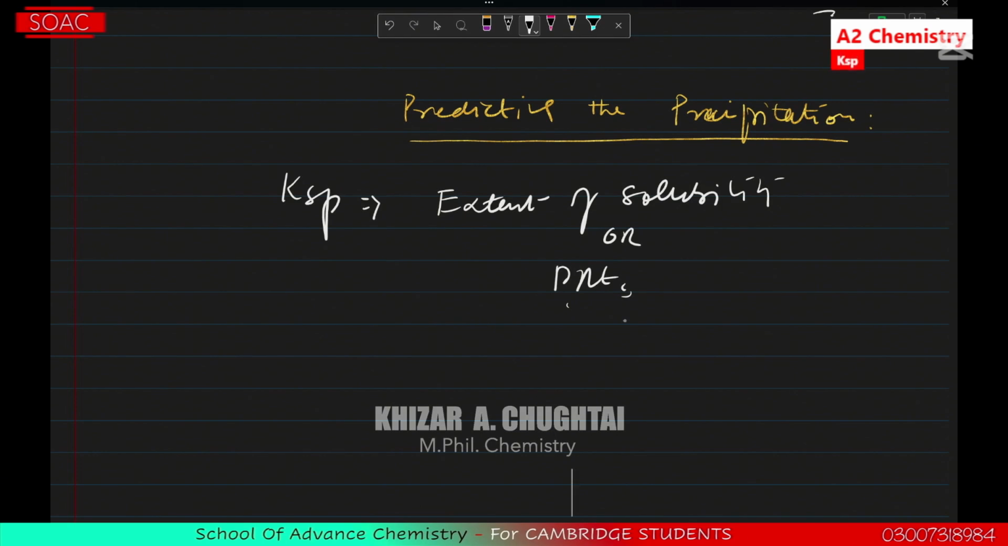Ksp is the limit of solubility of two ions. One is the positive ion and the other one is the negative ion. When the product of the concentrations of these two ions exceeds the value of Ksp, then there will be no more solubility and precipitate will form.